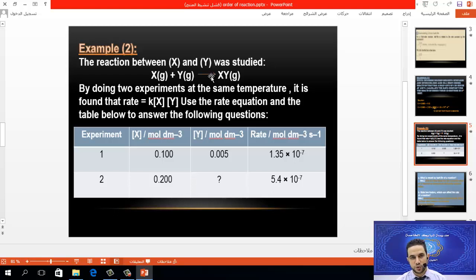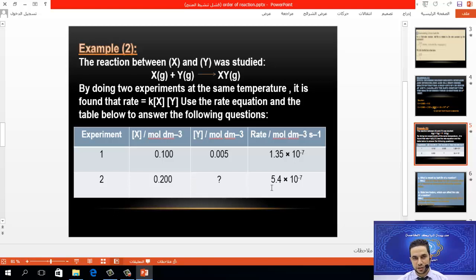How can we calculate K? K equals rate divided by the concentration of X and the concentration of Y. You have all the values: you have rate, you have the concentration of X, and you have the concentration of Y. After you find K from experiment 1, you can use it also in experiment 2, as the temperature is the same.